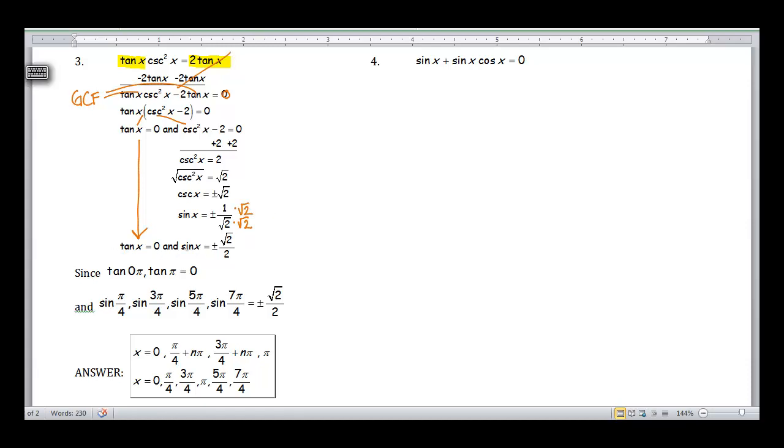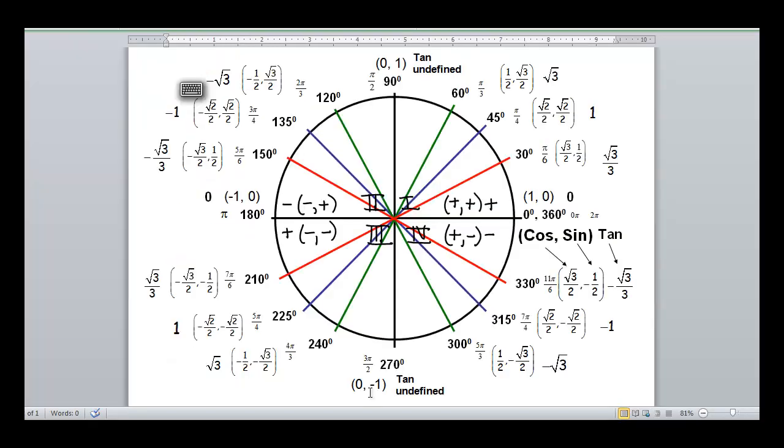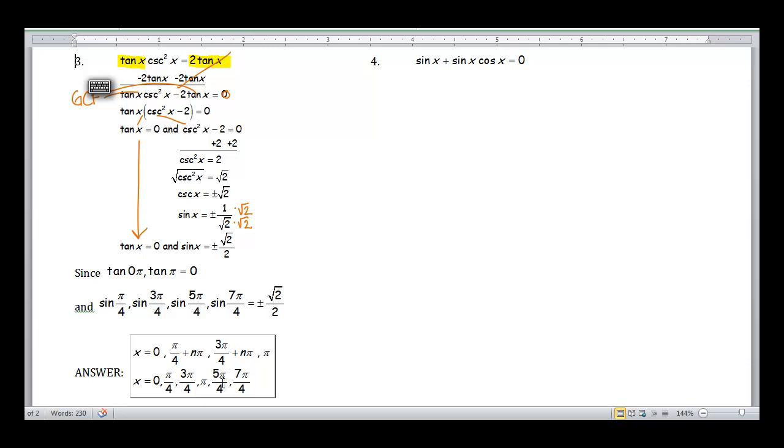And then on my unit circle, I was looking for where tangent was a value of 0 and where sine was a value of plus or minus root 2 over 2. So tangent is a value of 0 at 0 and at pi. Sine is a value of root 2 over 2 everywhere you have a 45-degree reference angle. And so that would be all of my over 4s for my radian measures. And so these are the answers that you see listed below.